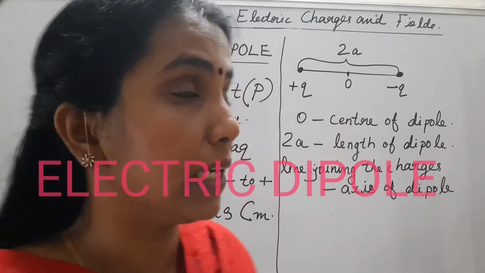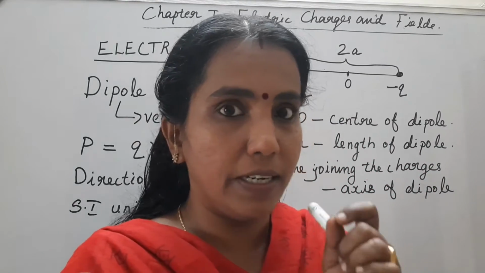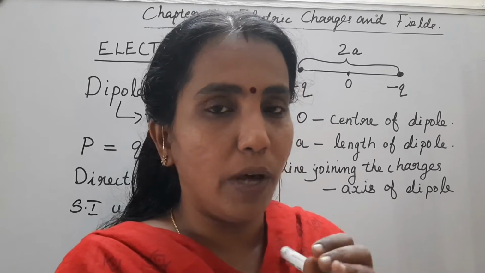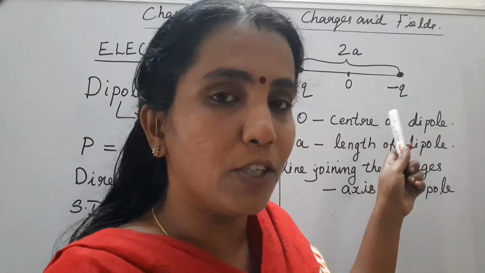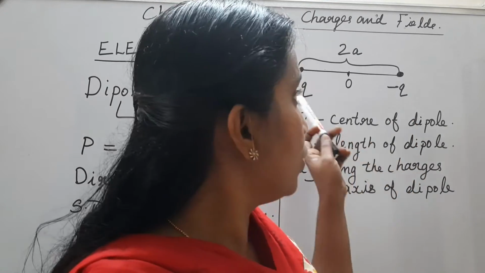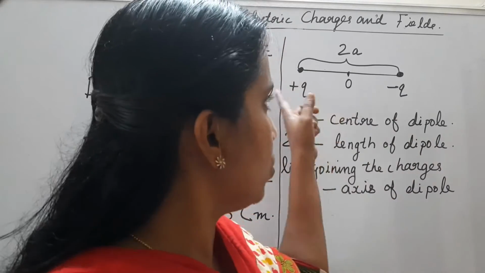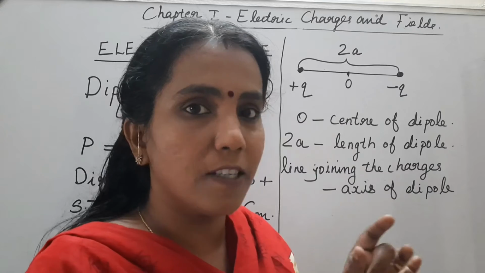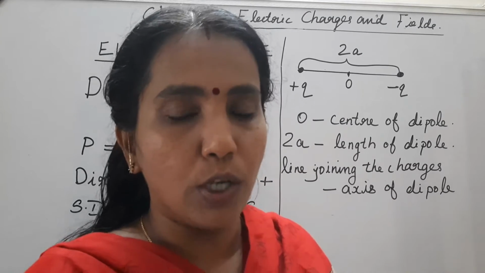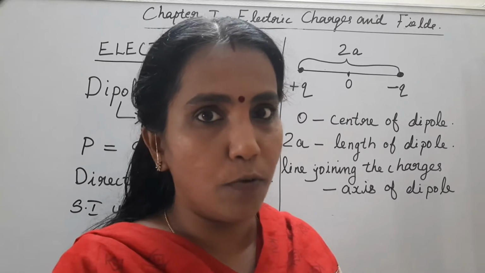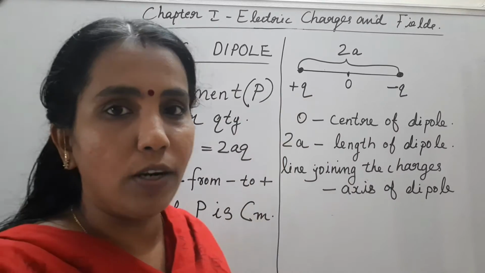I repeat, electric dipole. The word dipole means, di stands for two. So an electric dipole simply means two equal and opposite charges. We have two equal charges but their signs are opposite. Such two charges separated by a small distance, that arrangement we call a dipole. So an electric dipole consists of two equal and opposite charges separated by a small distance.